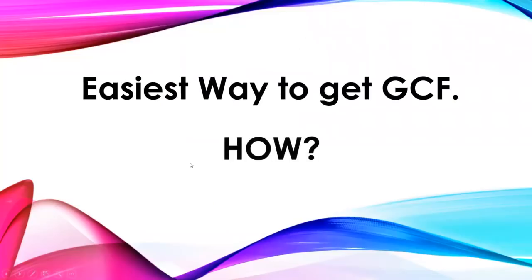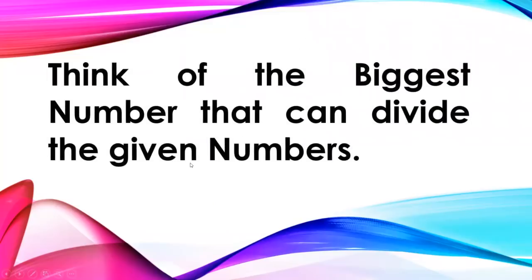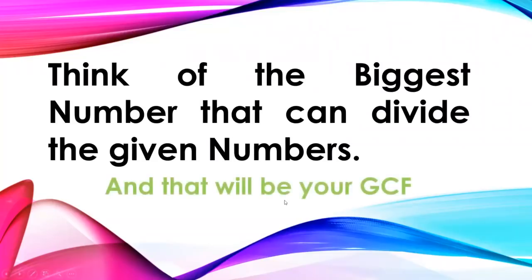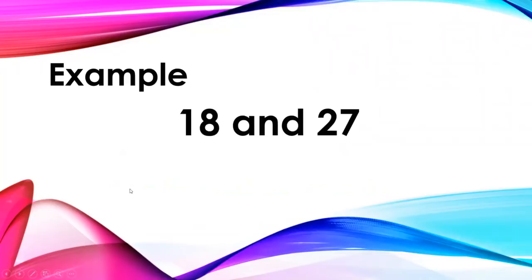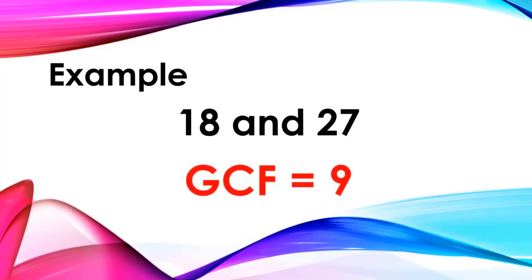So how? You just need to think of the biggest number that you can use to divide the given numbers. Okay, so let's have some examples. 18 and 27. The biggest number that we could use to divide 18 and 27 is 9. So the GCF is 9. We could use 9 to divide 18 and 27. That is the biggest number.